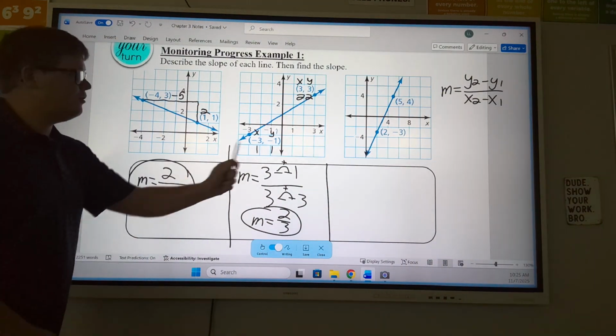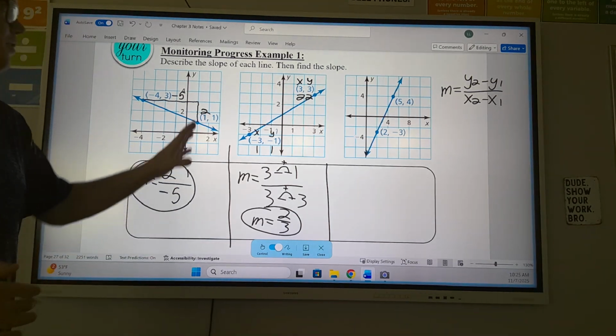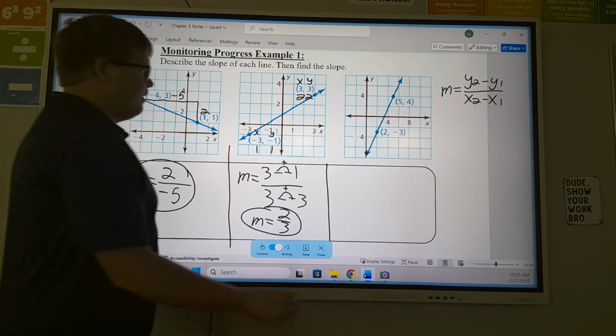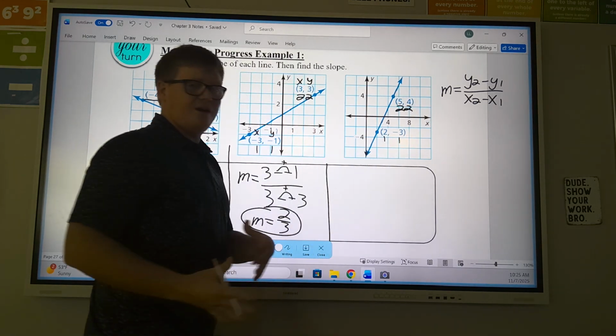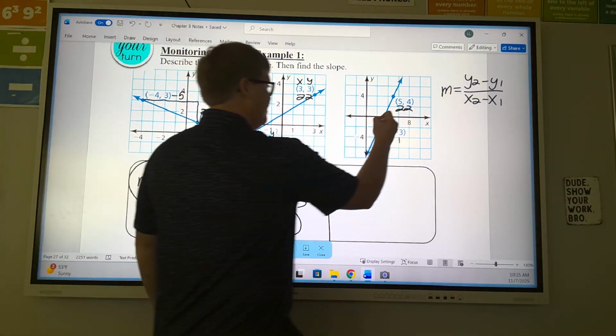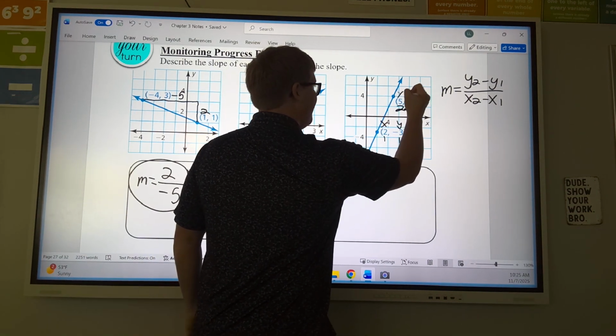Okay, hopefully you tried that one on your own. All you have to do is put your coordinates into the equation. I'm going to choose to make these my 1s and these my 2s. If you did it the other way, you should get the exact same answer. So x and y, x and y.